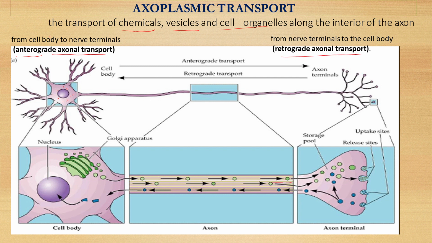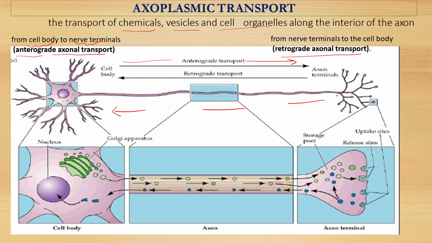Now, what is anterograde axonal transport? Whenever there is a transport of chemicals from the cell body to the nerve terminus, if there is a transportation of these chemicals or vesicles from the cell body to the nerve terminus, then it is known as anterograde axonal transport. However, when there is a transport of chemicals or empty vesicles from the axonal terminals to the cell body, then it is known as retrograde axonal transport.